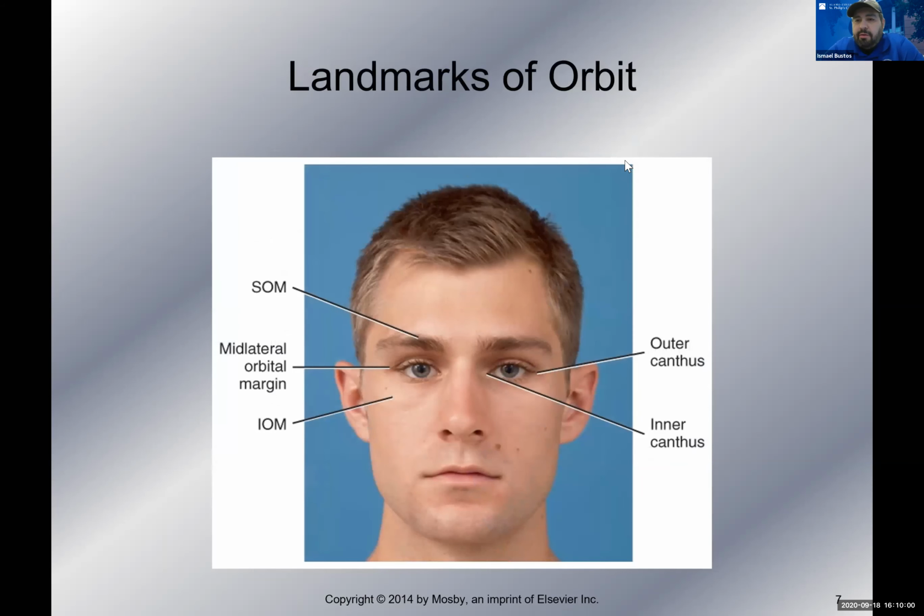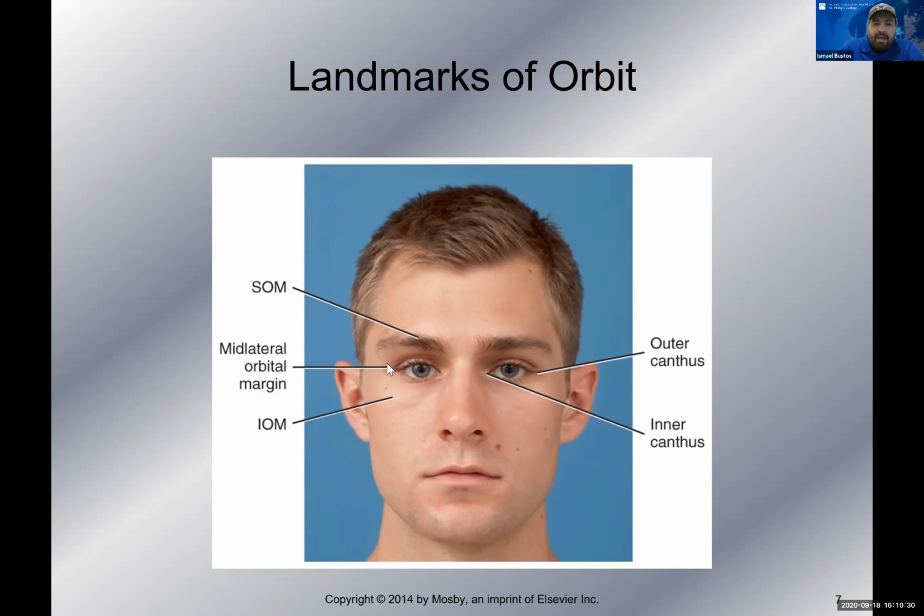Some other landmarks of the orbit that we need to make sure we understand is the supraorbital margin. When we look at the supraorbital margin, what I want you to do is take your thumb and put it on the inside of your eye. If I can show you the skull here, this inner portion here is the supraorbital margin. Then we have the infraorbital margin, which is the bottom. So the supraorbital margin is the very top of the inside of the orbit. The infraorbital margin is the very bottom, or the bottom inside of the orbit.